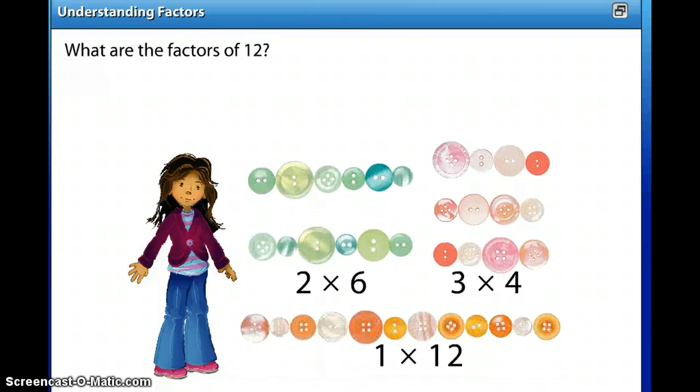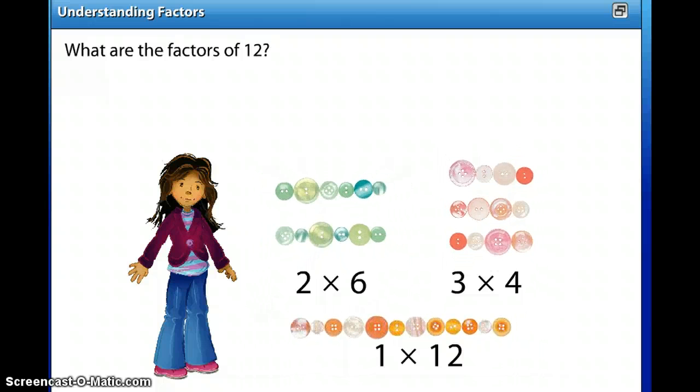What are the factors of 12? Okay, what factors do you see of 12? Paige? Those are multiplication facts, but if I'm just asking you for the factors, you would list them. Angie? 1, 2, and 3. 1, 2, and 3 are factors, but there are more. Awesome. 1, 2, 3, 4, and 6.